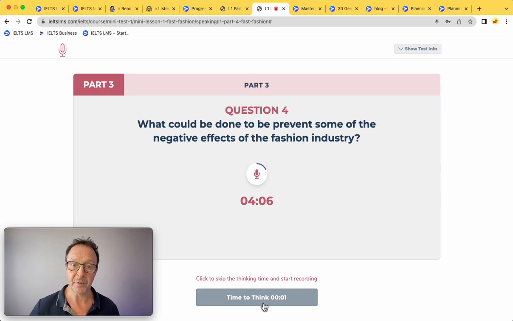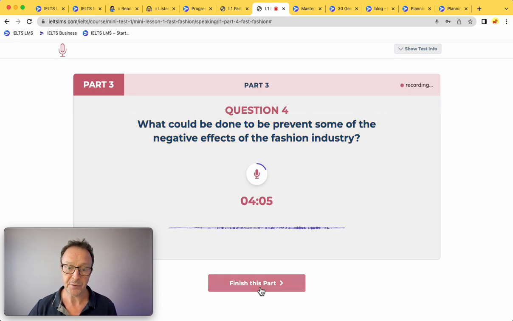What could be done to prevent some of the negative impacts and negative effects of the fashion industry? Okay.